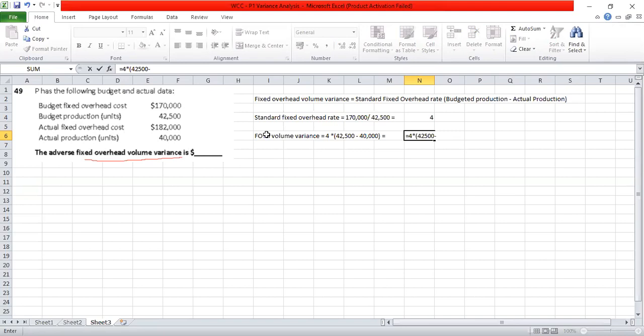Is it about the cost or is it about the volume? It's volume variance, no? It's not about the cost. It's about the volume, the activity which has taken place. They have planned to produce 42,500, but in reality, the volume of output produced was less than the planned ones. So they produced only 40,000. Therefore, it is adverse or unfavorable.